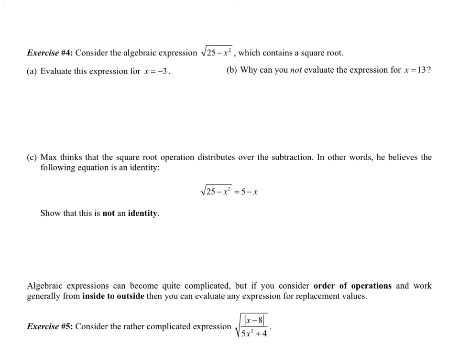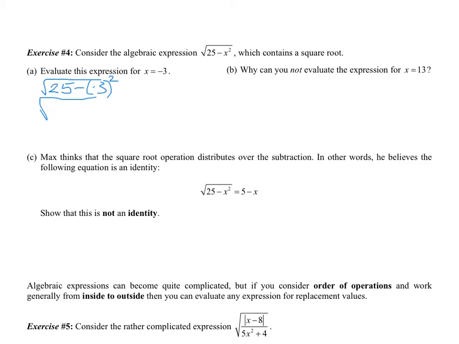Exercise 4 uses the square root symbol. So let's consider the algebraic expression the square root of 25 minus x squared. Let's evaluate this expression for x equals negative 3. Remember, we are going to be working with a negative number. So always be a little bit more cautious when you're working with negatives. So what I did is I plugged in negative 3 into x, and I'm going to follow my order of operations. So order of operations says to do exponents first.